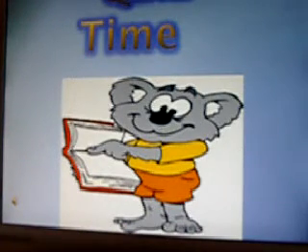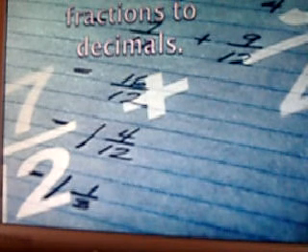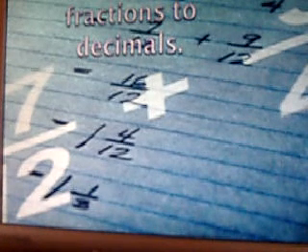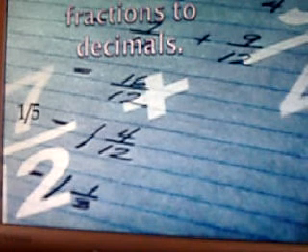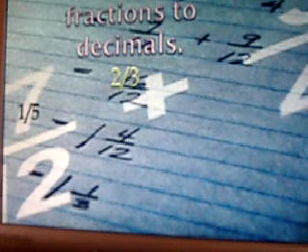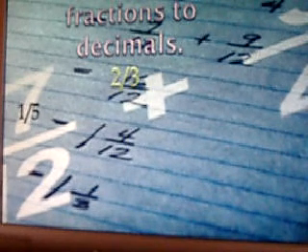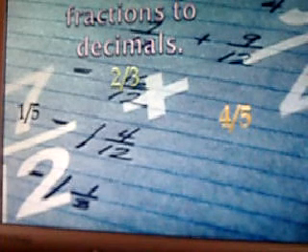Now it's time for you guys to try and see how much you've learned. You're going to go ahead and change the following three fractions into decimals. The first one is 1/5. The second fraction is 2/3. The third fraction is 4/5.